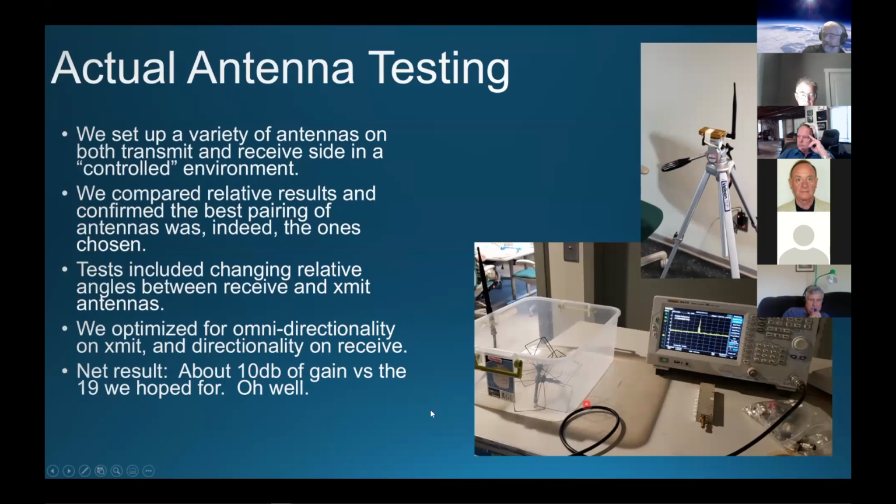Basically the net result was we were getting about 10 dB of gain when we hoped for 19, but that's okay. And the directionality was actually quite good with the choice of antennas. If we pointed the three turn helical in the direction of the cloverleaf antenna, we could turn that cloverleaf just about any which way we wanted, and it really didn't impact the signal strength that much. So we felt pretty confident that if we were aiming the antenna properly and getting any signal at all, it didn't matter too much what the payload orientation was doing.